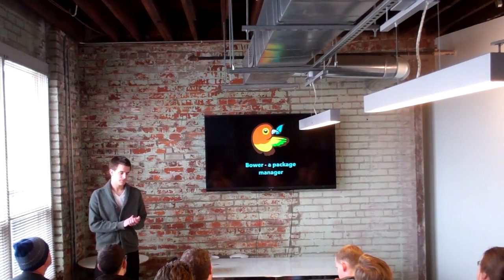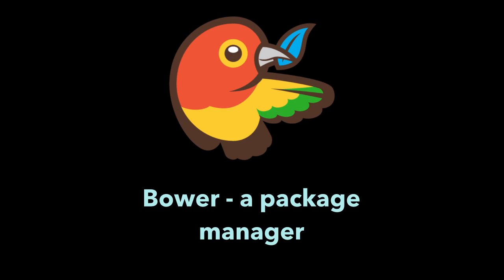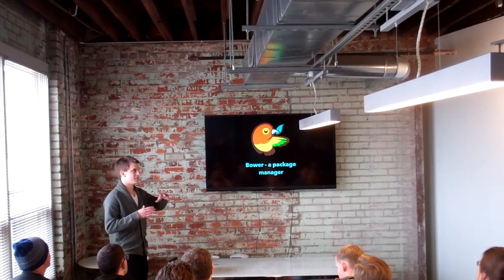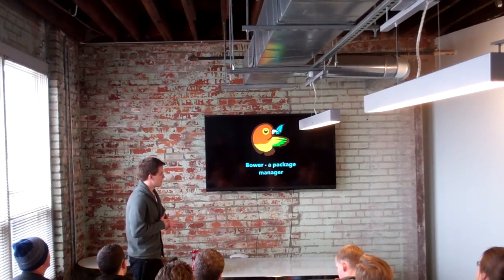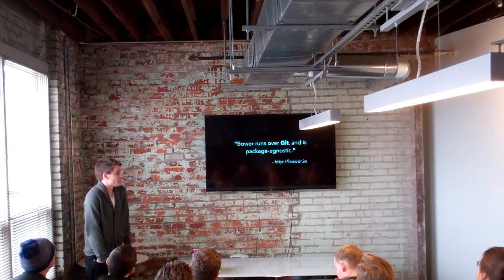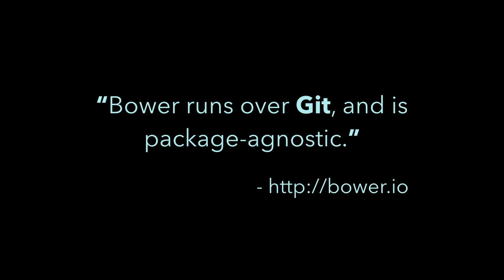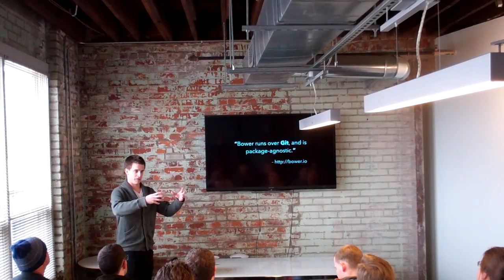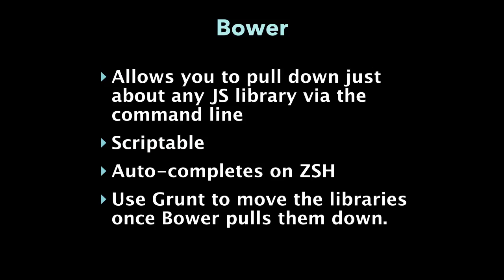Bower, okay? Bower is a package manager. There's a couple right now. This space isn't as steady as the Grunt space is right now, but Bower is another Node module. My favorite piece about Bower is that it runs over Git and it's package agnostic. So it's really a basic fetcher. It goes and gets the libraries that you want it to and pulls them into your project. The cool part is, since it's pretty basic, you can script it, which is what Yeoman did. It autocompletes on ZSH, and we use Grunt to move those libraries around once Bower gets them.